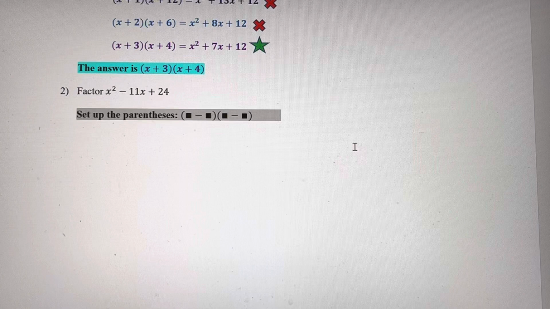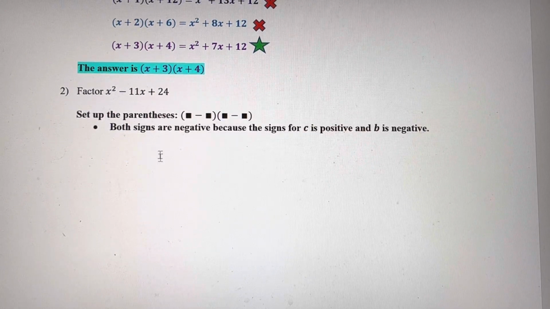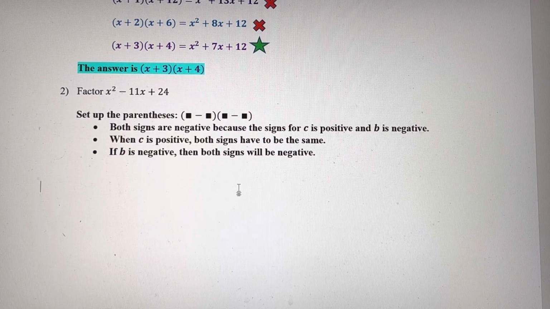Okay, we want to set up our parentheses. Notice this time I've put minus signs in here. The reason I did that, my C value is positive, which means these signs have to be the same. Okay. My B value is negative, so that tells me that both signs have to be negative. Okay, so a negative times a negative will give me a positive C value, but when I do the distributive property, this negative and this negative allow B to be negative here.